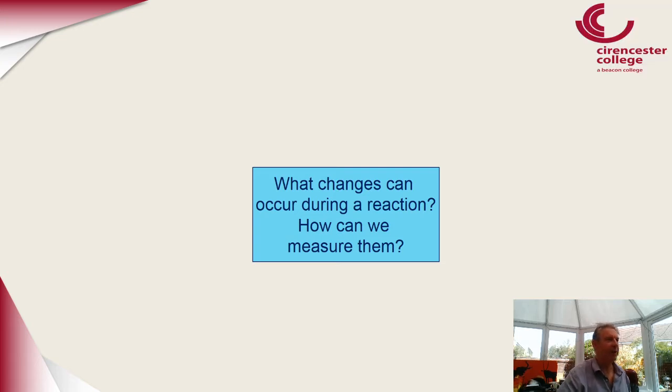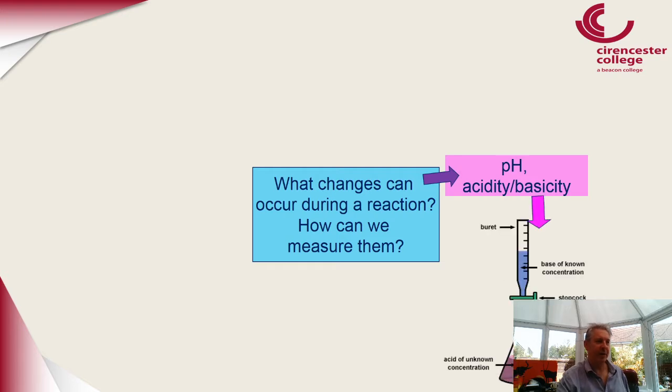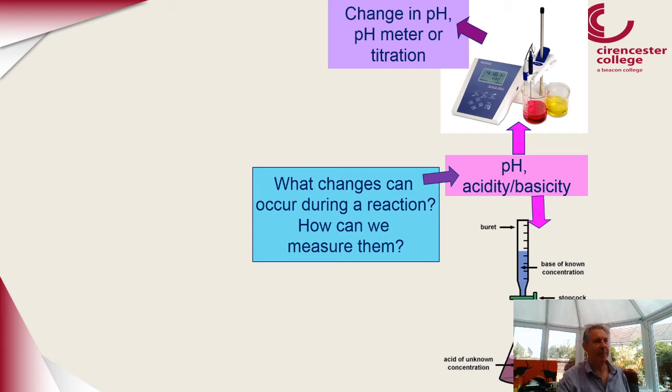Okay, so what changes can occur during a reaction, and how can we measure them? So hopefully you've thought of things such as pH of a reaction, and we can measure that in that way or in that way, i.e. we're using the change in the pH using a pH meter, which is obviously at the top, and I think it was reading 4.16, or using titration, so you can measure the change in that way.